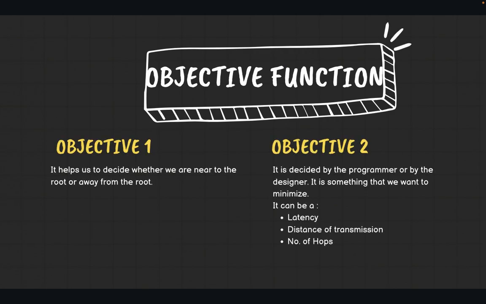Next, we have one term called objective function. This objective function actually helps us to decide whether we are near to the root node or whether we are away from the root node. The objective function is decided by the programmer, or by the designer of the protocol. It is something that we want to minimize: the latency as much as possible, the time taken to receive the packet, the distance of the transmission, and the number of hops.